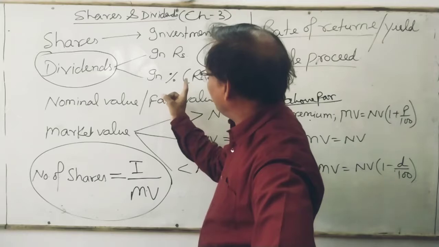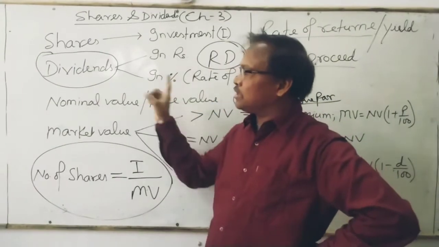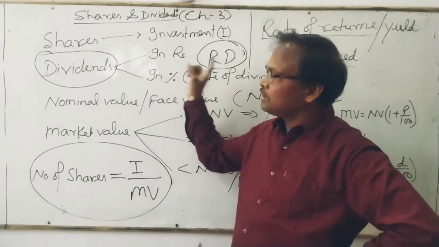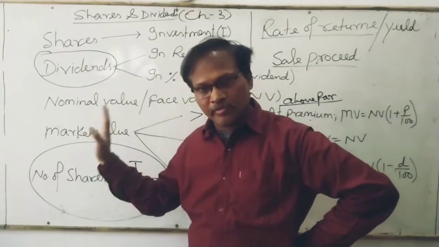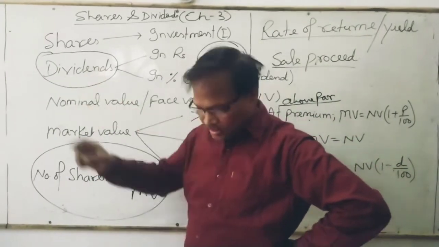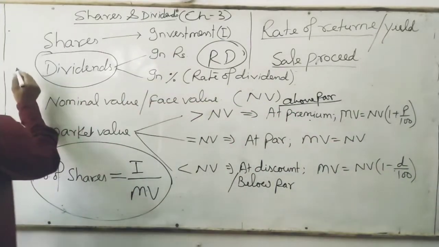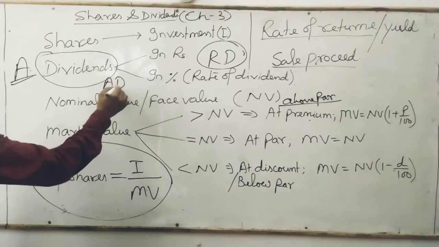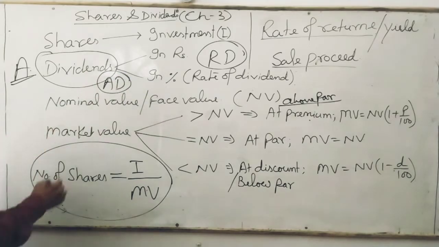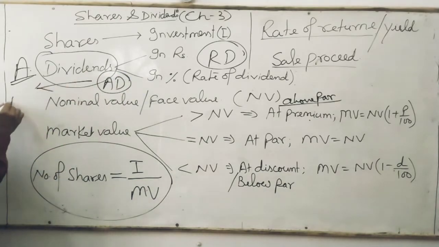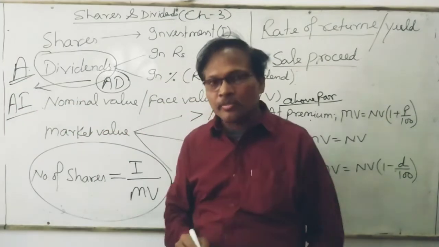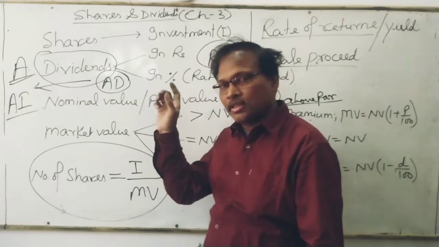तो rate of dividend is always given in percentage. ज्यादातर percentage में देते हैं, नहीं तो कभी कभी रुपीस में लिखे रहते हैं कि ये रुपीस में डिविडेंड है। This is also known as the annual dividend. इसको annual dividend भी कहते हैं, in short it is written as AD, annual dividend. And it is also known as AI, annual income. इसको annual income भी, in some questions it is called the annual income.